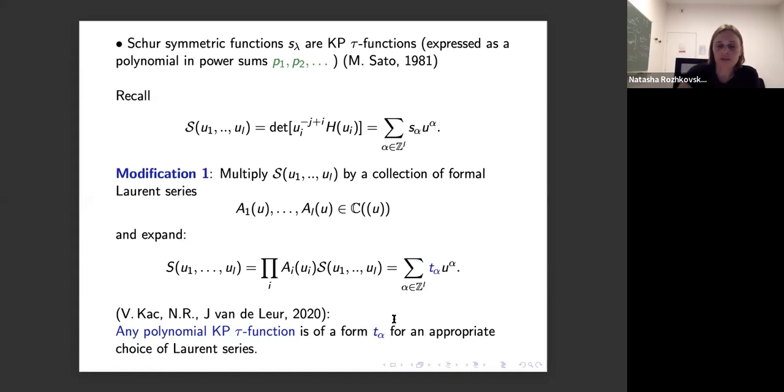The result which we were able to obtain with Victor Kac and Johan van de Leur is that these coefficients are also going to be solutions of the bilinear KP identity. They are polynomial KP tau functions. And moreover, any polynomial tau function can be written in this form. You just have to choose appropriate Laurent series to modify this generating function. So this is one way.